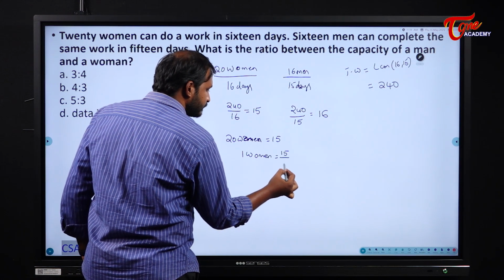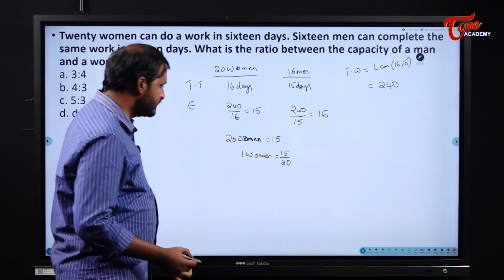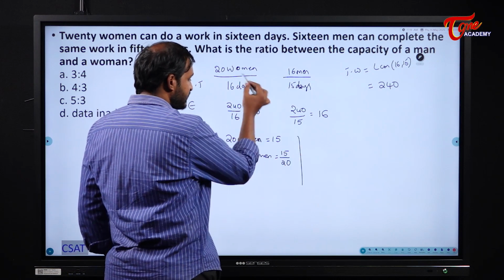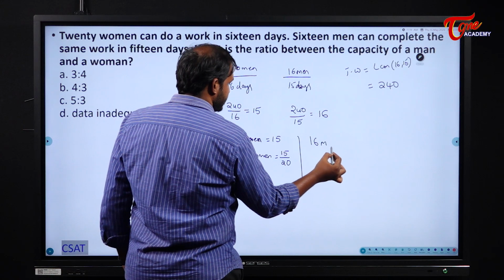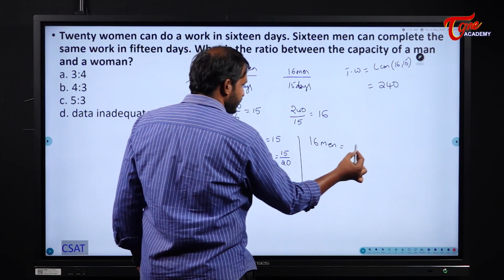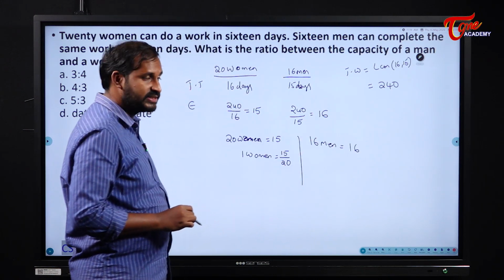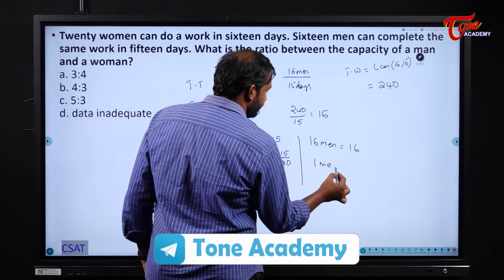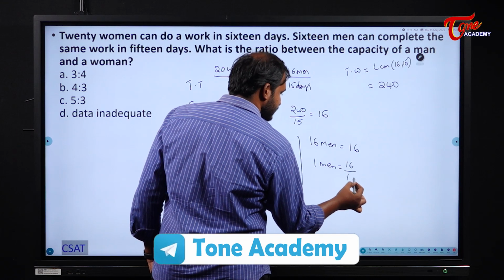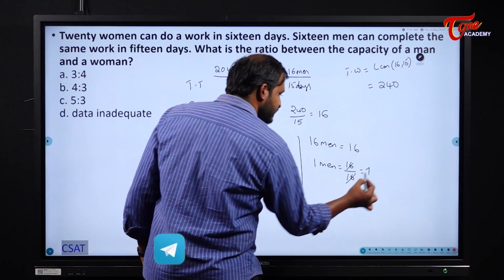15 by 20. And similarly, why? Because this is a group, not a single person. 16 men's efficiency is how much here? 16. Now tell me, what about one man's efficiency? 16 by 16. What is it? 1. One man's efficiency is 1.